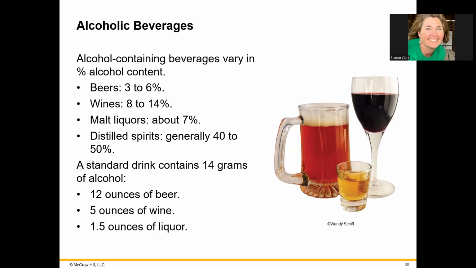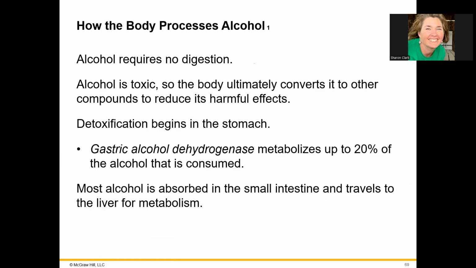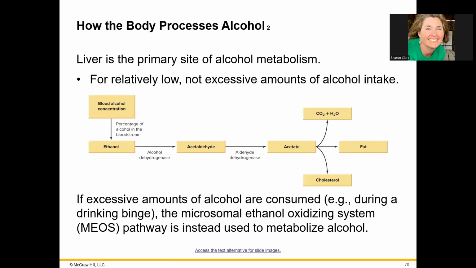Okay. And when we look at how the body processes alcohol, it's interesting. Alcohol does not require digestion. Alcohol is considered a toxin in our body and it's metabolized in the liver. This detoxification starts in the stomach, but most of the alcohol is going to be further metabolized and broken down for metabolism in the liver.